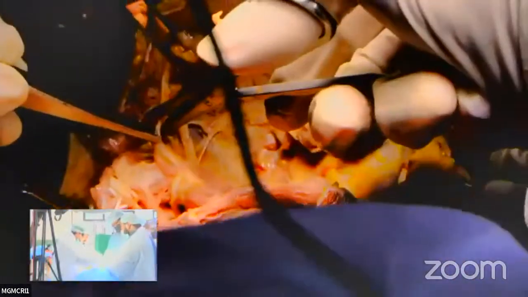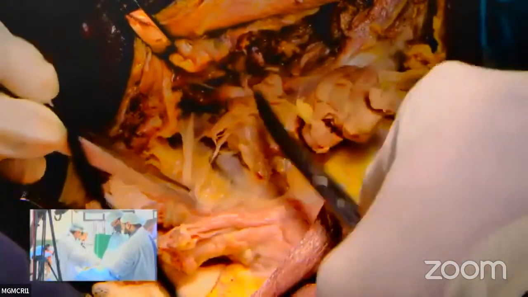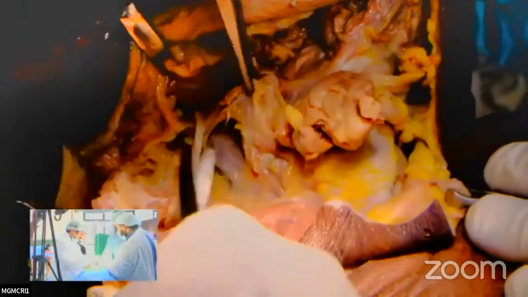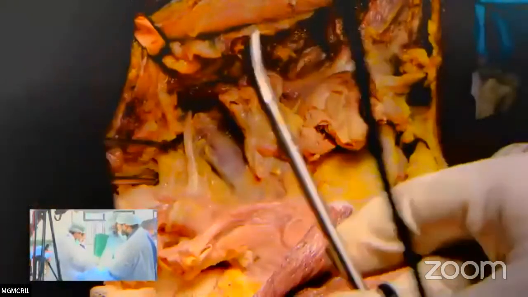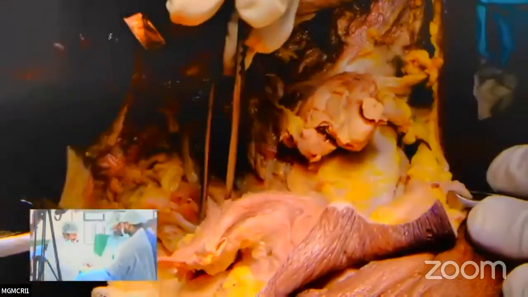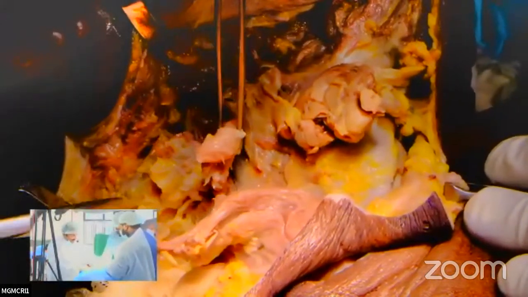Now delineate your internal jugular vein well. This is your internal jugular vein. We can even open up the fascia above it. This is our internal jugular vein. So we dissect all the nodes and fibrofatty structures around the internal jugular vein. Now we are clearing level 2A, 2B and level 5A.